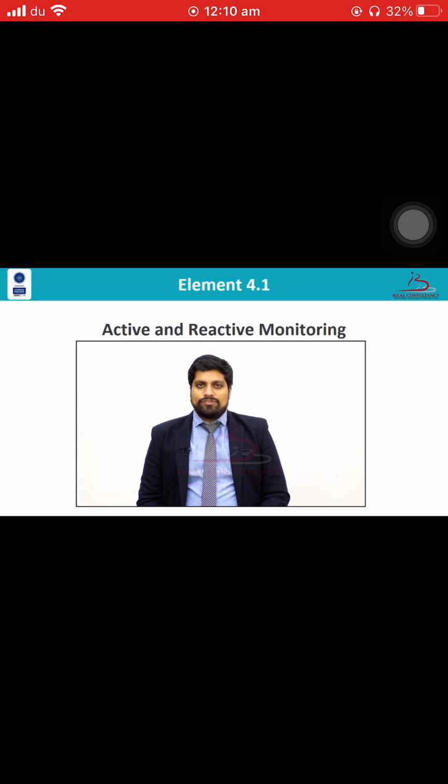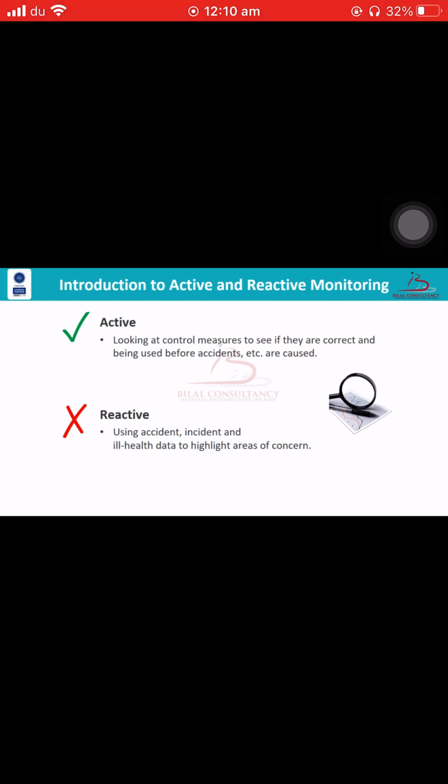Coming forward to element 4.1, which is active and reactive monitoring. So what are these two types of monitoring? Active monitoring basically defines all the precautions and control measures which take place before any kind of incident or accident occurs at the workplace. Opposite to that, reactive monitoring is all the precautions and control measures which we enforce after any kind of incident or accident happens at our work site.